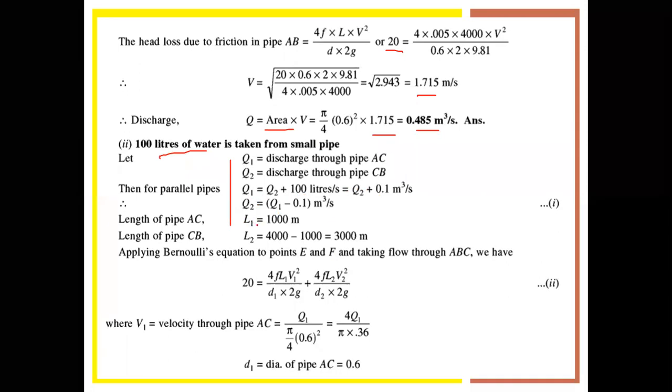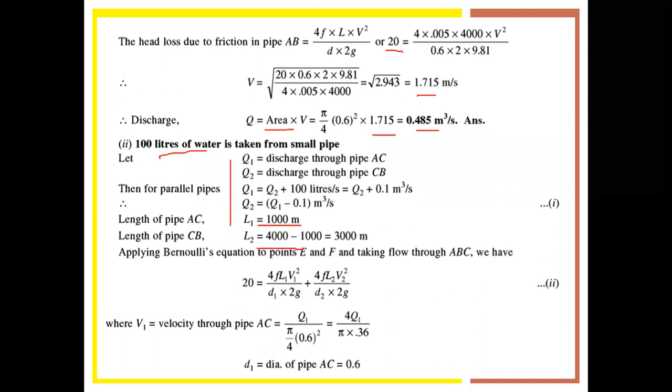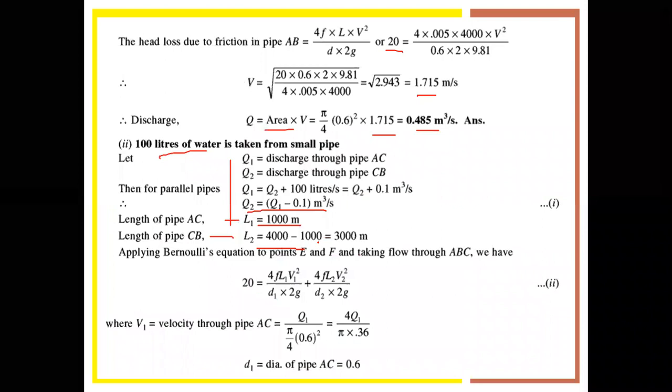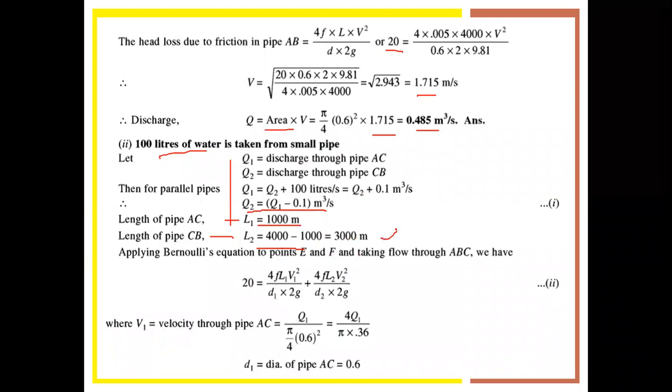L1 is equal to 1000 meters, L2 is equal to 3000 meters. Therefore, Q2 is equal to Q1 minus 0.1. The length of the pipe AC is equal to 1000, and the length of the pipe CB, length of the pipe BC. Therefore, 4000 minus 1000, that is L2 equal to 3000 meters.